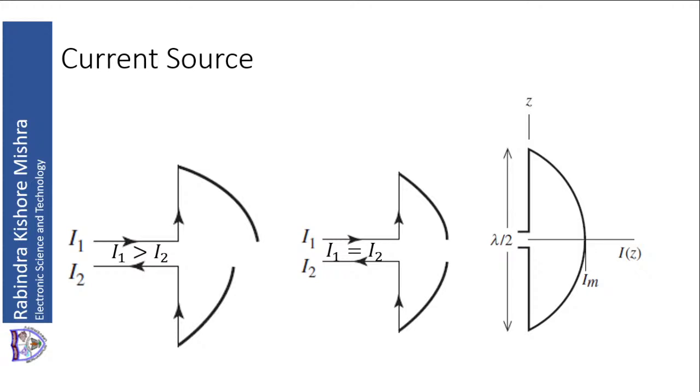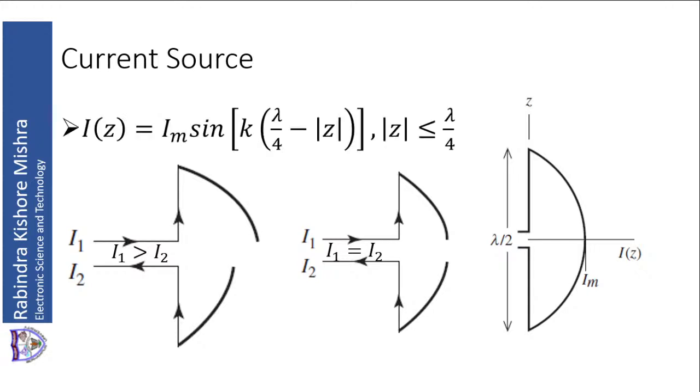Therefore Iz is the current which is varying along Z. So Iz will be Im. This you can see like a sine wave, half wave of sine wave. So this will be Im sine of k into lambda by 4 minus absolute of Z. This is the current distribution, where absolute Z is less than or equal to lambda by 4. So for the upper part or for the lower part, that is why we have taken absolute value. So Iz is equal to Im sine k into lambda by 4 minus Z.